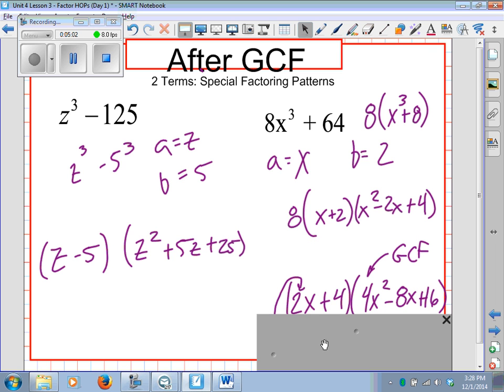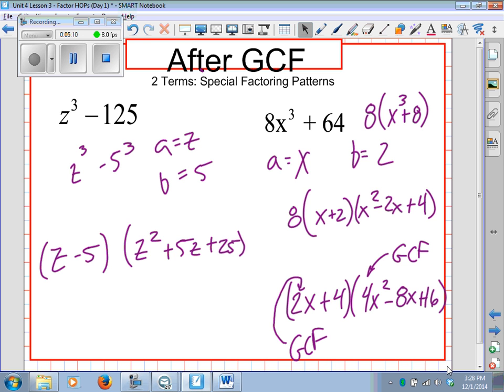If you didn't factor out that 8, this is the answer that you would have had: 2x plus 4, 4x squared, 8x, 16. Those both have greatest common factors. So the first set of parentheses has a greatest common factor of 2. The second set of parentheses has a greatest common factor of 4. If you multiply those together, you end up getting that 8. It is way faster to take out the greatest common factor first.